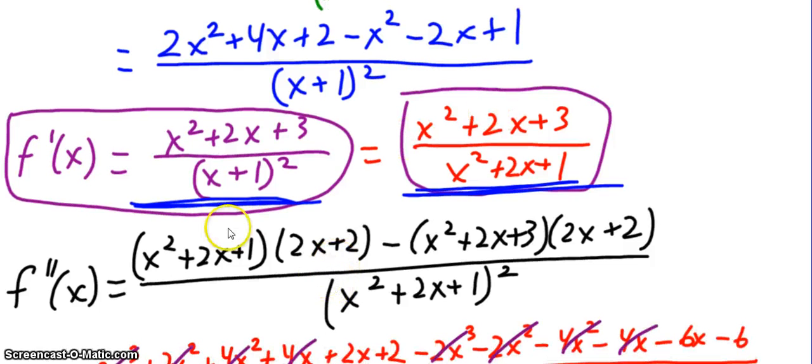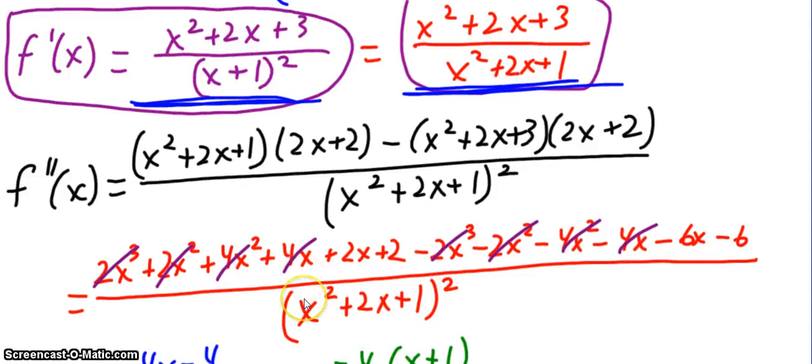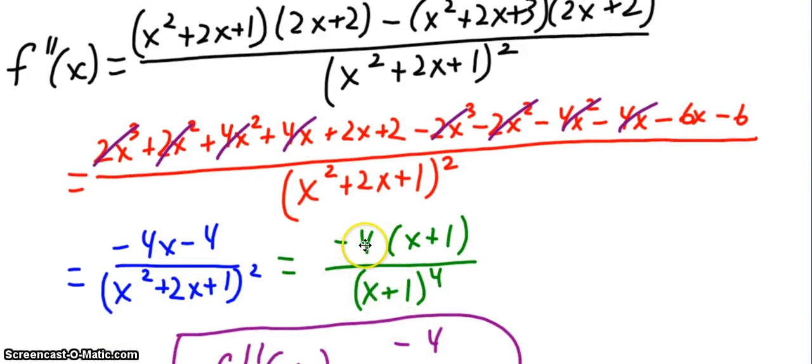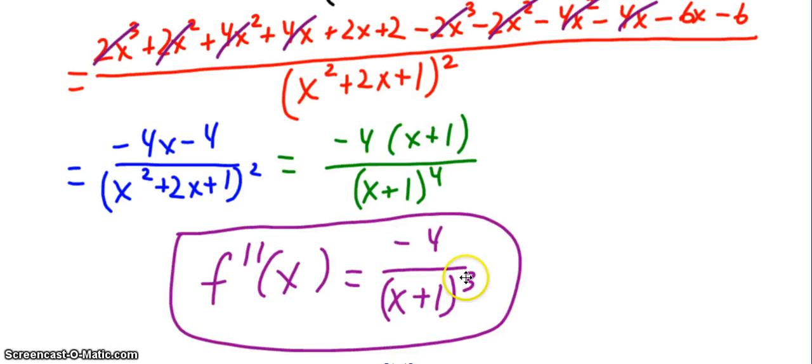So now I do the quotient rule again, so bottom times the derivative of the top minus the top times the derivative of the bottom over the bottom squared. I have to multiply out the whole numerator here. A lot of things combine or reduce, and then I'm left with just negative 4x minus 4 over the quantity x squared plus 2x plus 1 squared. But this is actually x plus 1 to the fourth. So then I end up with negative 4 times x plus 1 over x plus 1 to the fourth. The x plus 1's reduce, and that's how I get negative 4 over x plus 1 cubed.